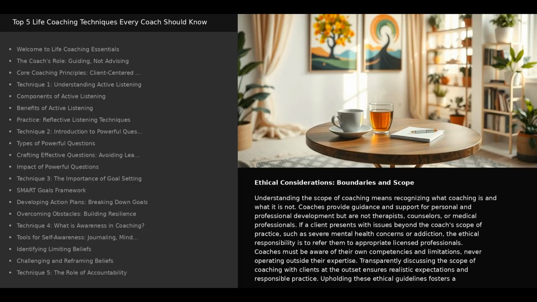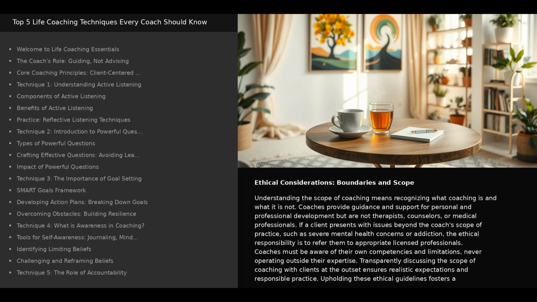Understanding the scope of coaching means recognizing what coaching is and what it is not. Coaches provide guidance and support for personal and professional development, but are not therapists, counselors, or medical professionals. If the client presents with issues beyond the coach's scope of practice, such as severe mental health concerns or addiction, the ethical responsibility is to refer them to appropriate licensed professionals.